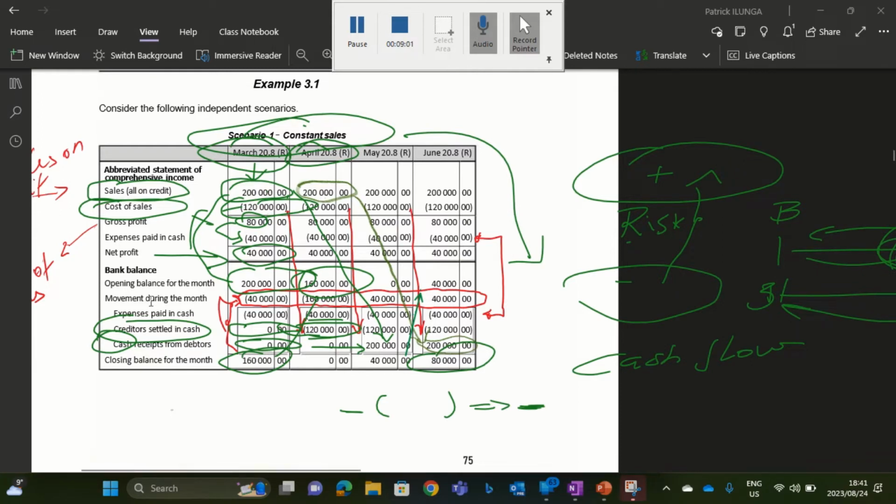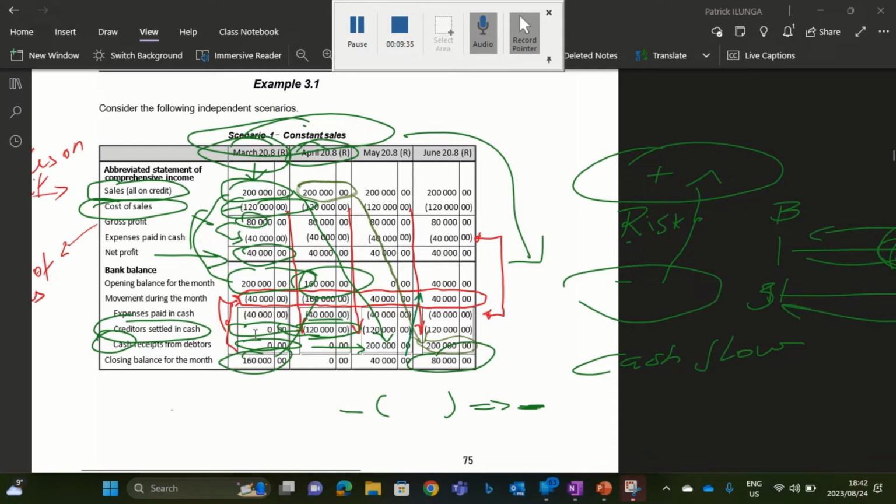And when you look at the opening balance of the month of March, because we're running March, April, May, June, if you're looking at the opening balance for the month, it's 200,000. The movement during the month, because we had an expense, if you look just upward there, the expenses paid in cash was 40,000. So the movement during the month that we're going to record is that 40,000 there.